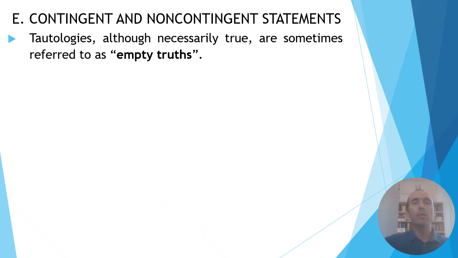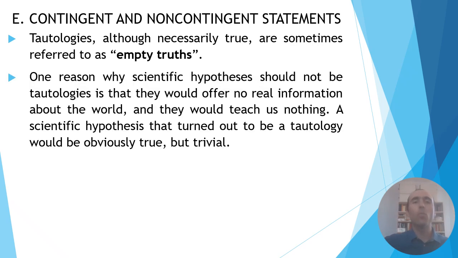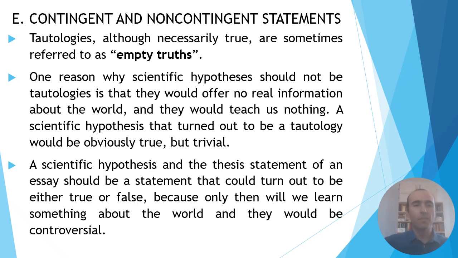Tautologies, although necessarily true, are sometimes referred to as empty truths. One reason why scientific hypotheses should not be tautologies is that they will offer no real information about the world, and they will teach us nothing. A scientific hypothesis that turns out to be a tautology will be obviously true, but trivial.